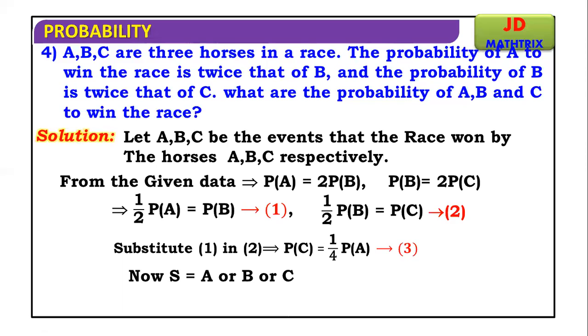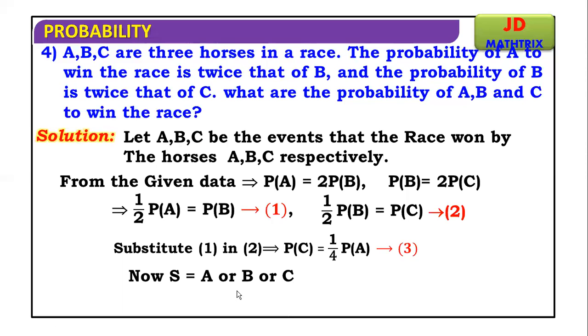Now S is equal to A or B or C. That means here we have only 3 horses which are participating in the race. So definitely exactly one of the horses will win the race. Therefore, the events A, B, C are mutually exclusive and exhaustive events because there is no other horse in the race. So only one among these three horses will win the race.